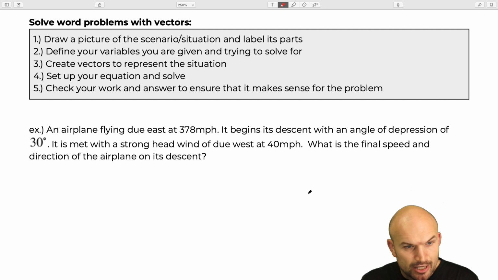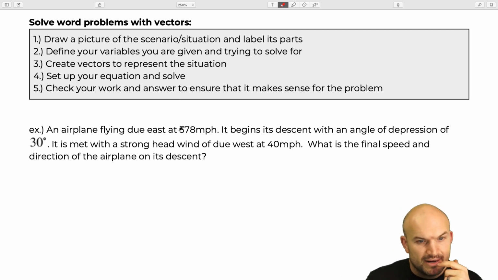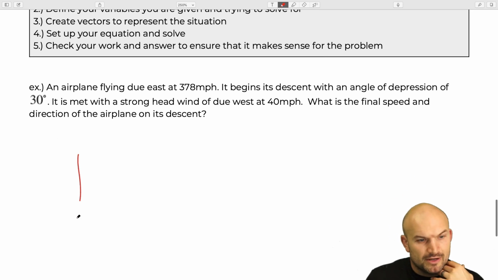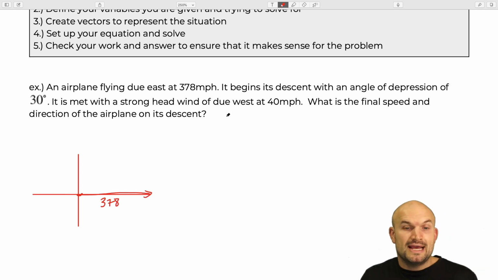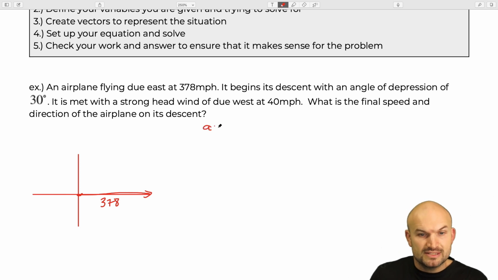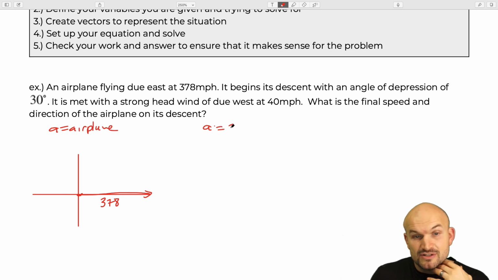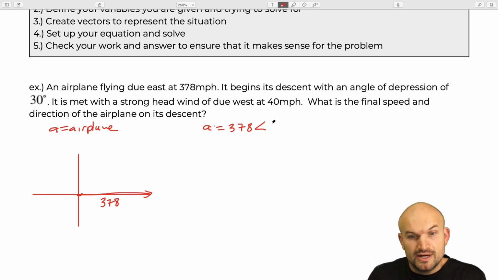So in this example, it says an airplane is flying due east at 378 miles per hour. Okay, so if we have an airplane flying due east, and that's going to be at 378 miles per hour. Now, we can go ahead and write this as a vector. So I'm going to say A. So let A equal the airplane. Okay, so we can write this as a vector. So this would be 378 times the cosine. Let's see, that's going to be 0, right? So the cosine of 0, comma, the sine of 0.